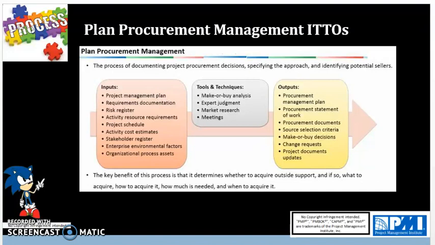Then we have make or buy decisions. This is where we have already used the make or buy analysis, and in the output we have make or buy decisions. Here we would have said whether we're going to make in-house or procure or buy from the outside using an external vendor. Also for outputs, we have change requests.